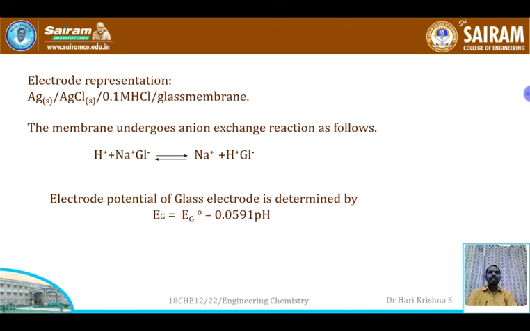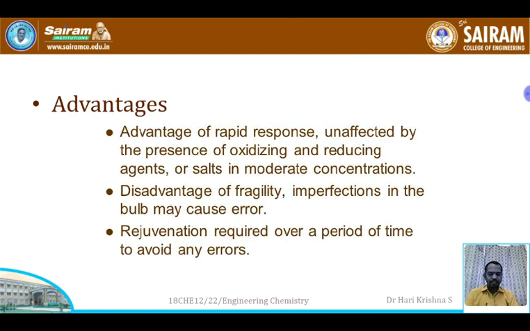Earlier you used to have the derivation of the electropotential of the glass electrode, but now it is not there. The electropotential of the glass electrode is derived from the Nernst equation and is given by Eg equals Eg naught minus 0.0591 pH, where Eg naught is a constant. Eg naught is equal to the summation of the internal reference electrode potential, the asymmetric potential, and a constant K.